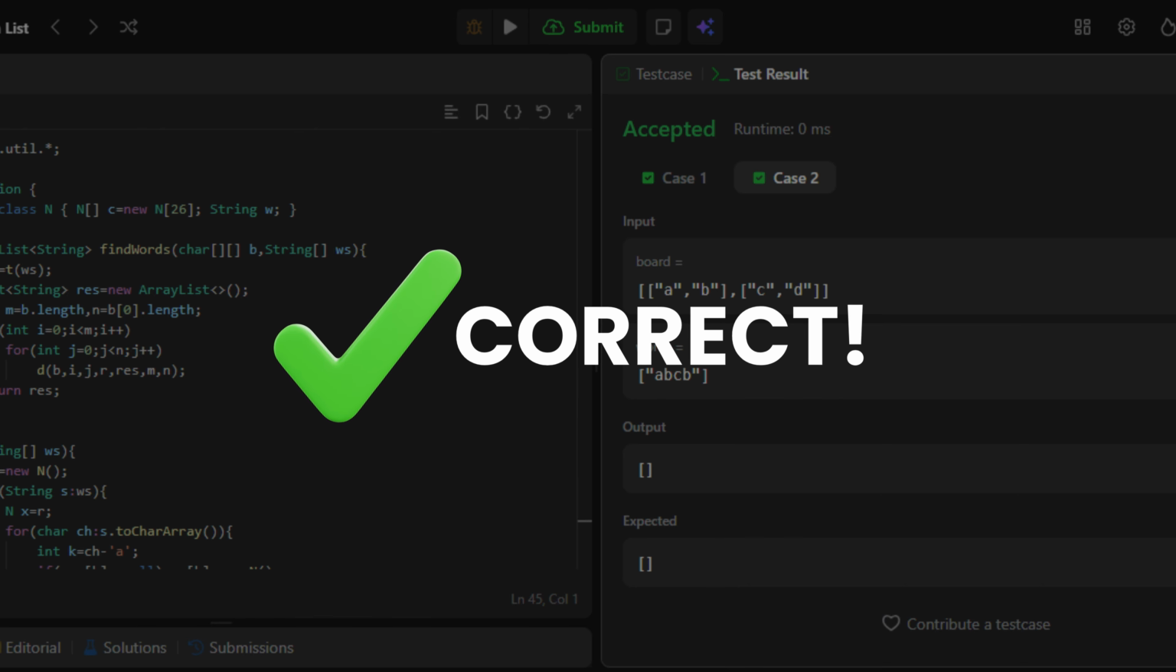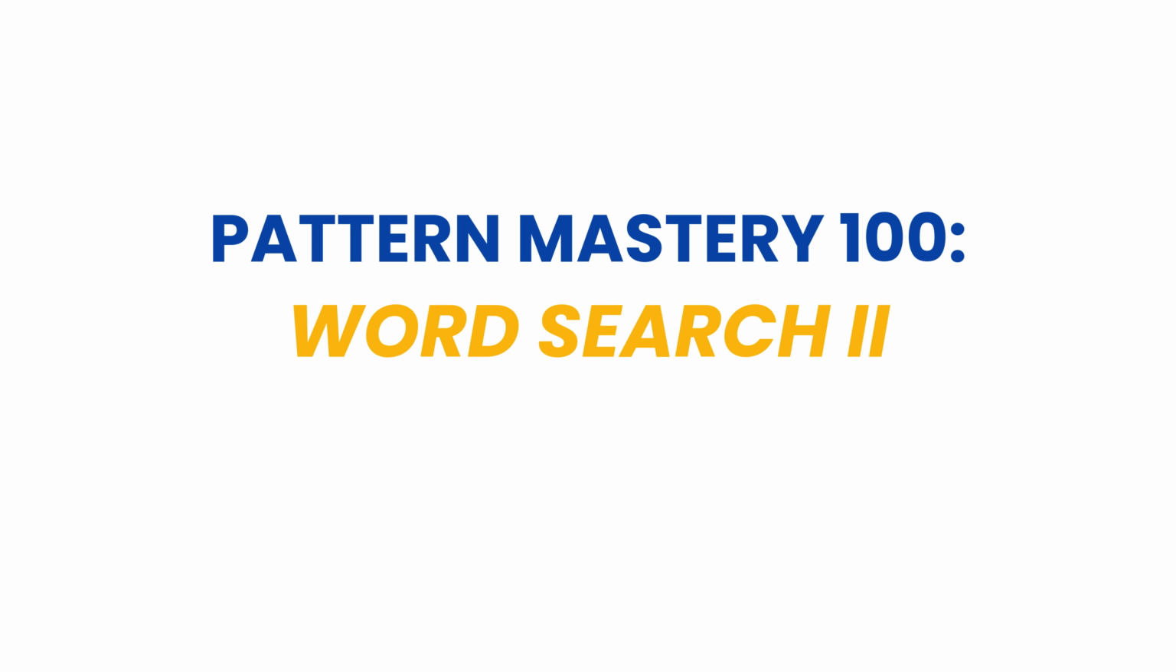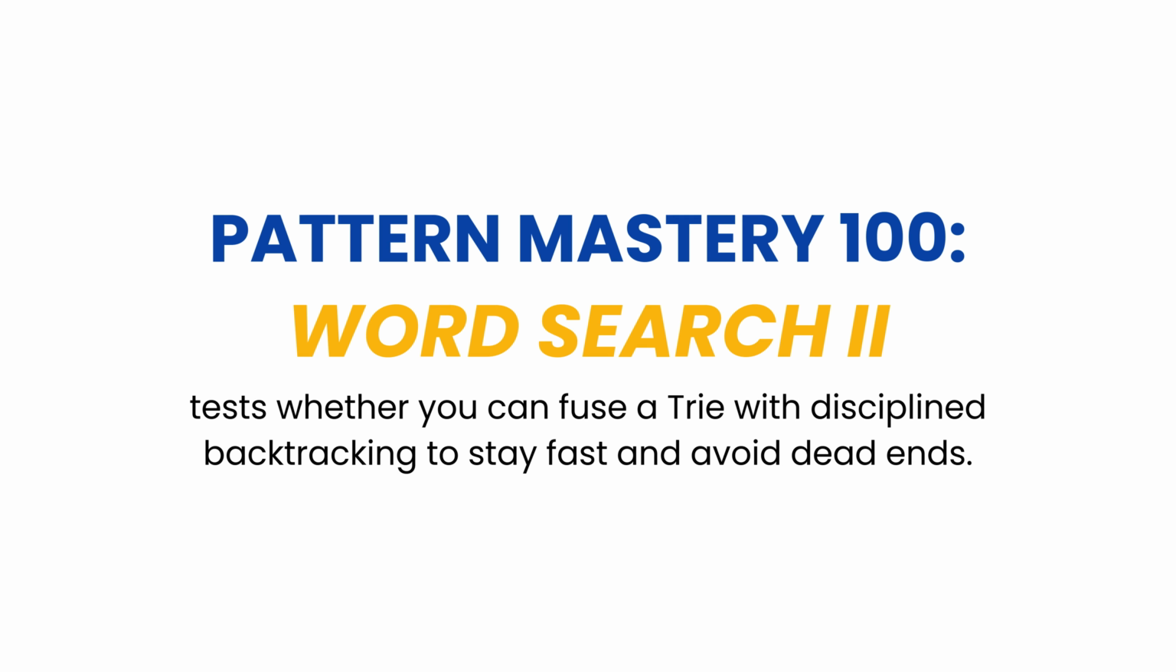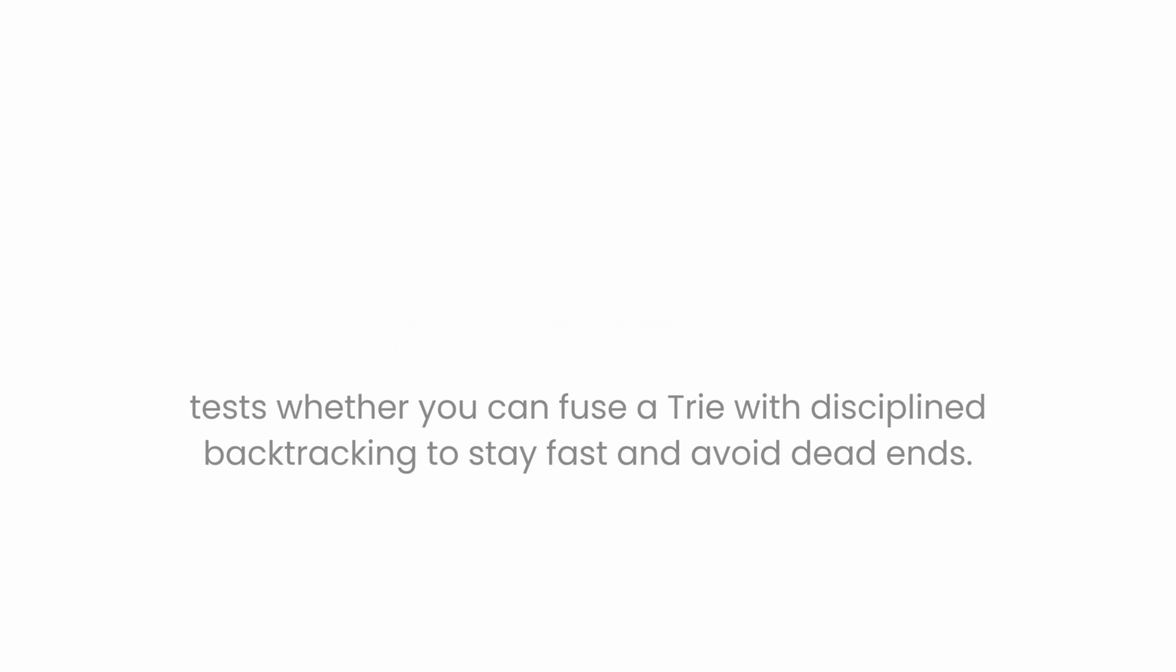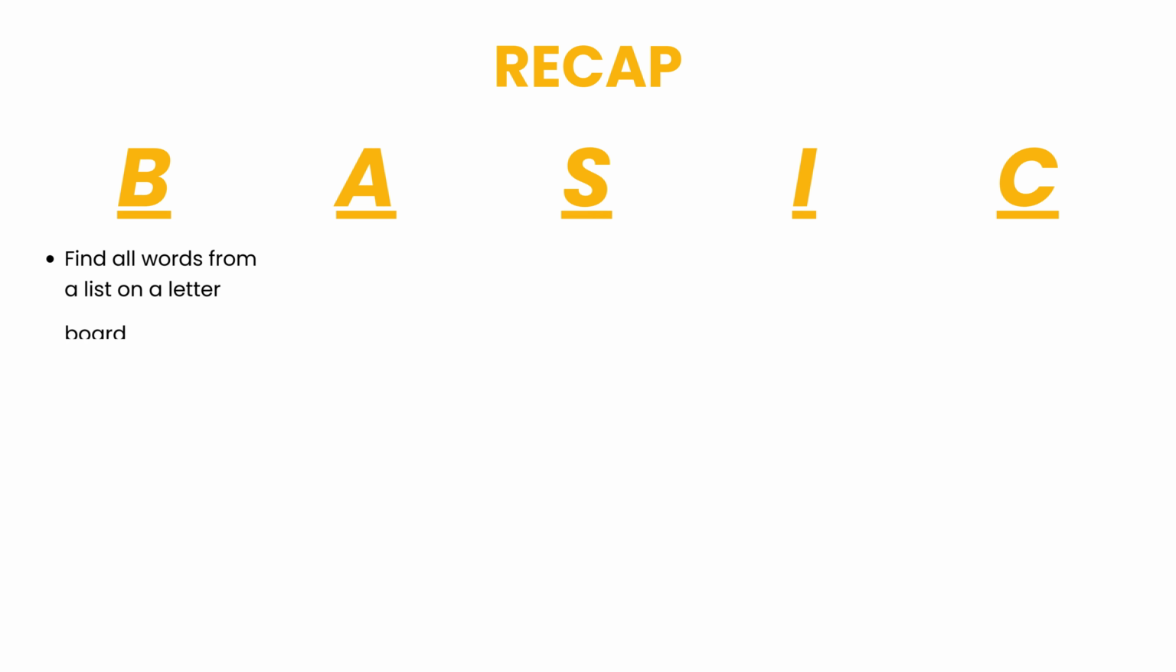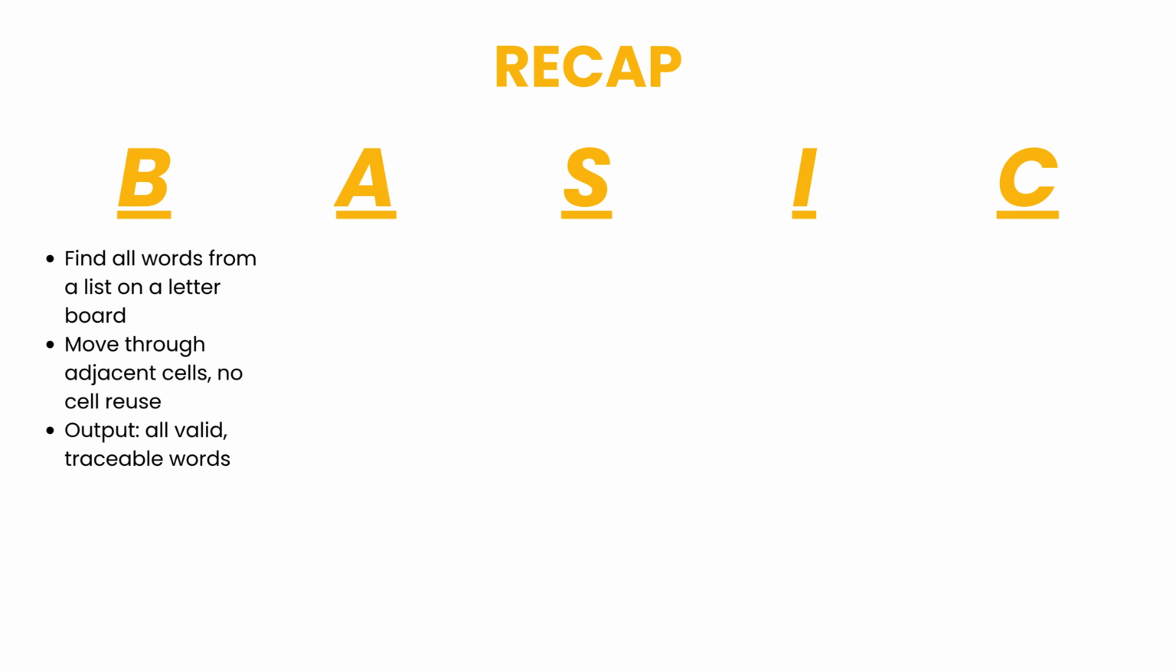Big grid, huge dictionary, and we still want instant results. That's the challenge of Word Search 2. This problem tests whether you can fuse a trie with disciplined backtracking to stay fast and avoid dead ends. Let's do a recap. We're given a letter board and a list of words. We need to find every word that can be formed by walking adjacent cells, not reusing the same cell within a single word. The output is all valid words we can actually trace on the board.